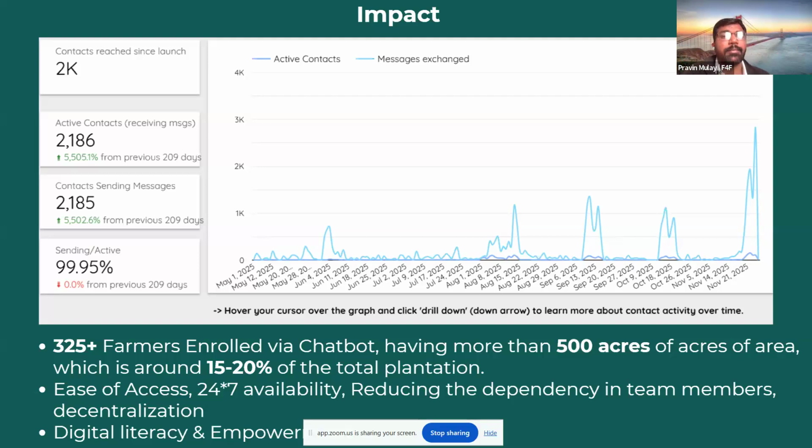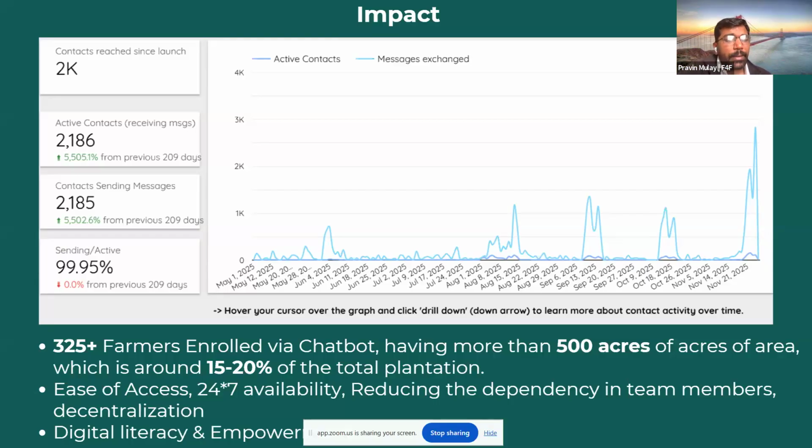This is quite a good number considering all of our scale. In the field team there are 60-70 people, so combining that, the total plantation is around 3000 acres, but just via chatbot we have received around 500 acres of enrollment in just 6 months.